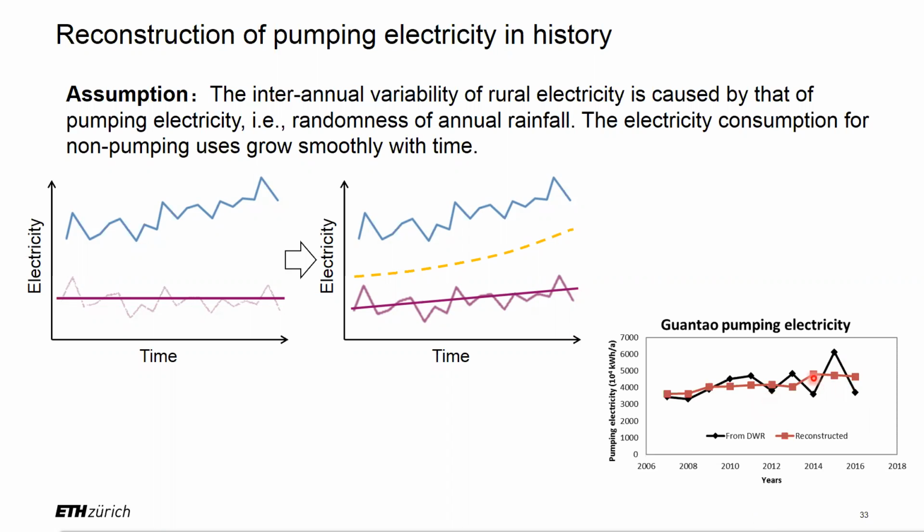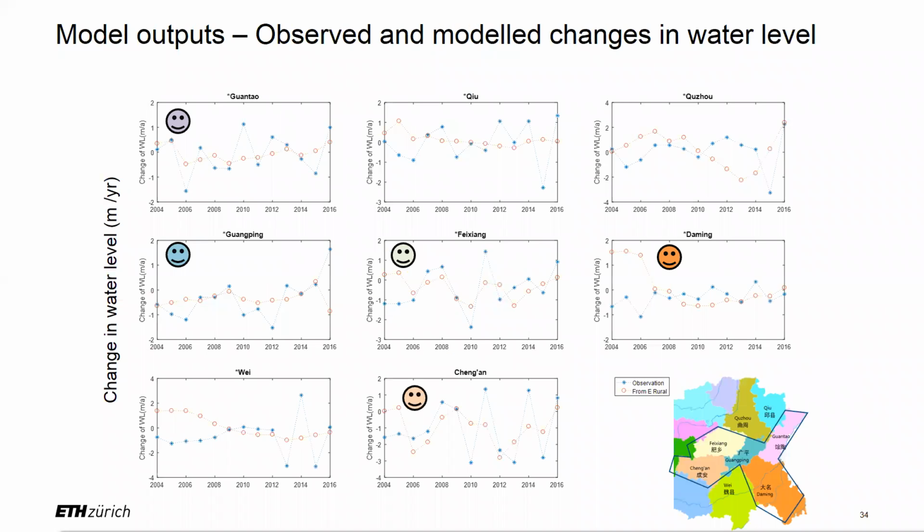You see the trend is captured by the rural electricity consumption, but the annual fluctuations are not so obvious as in the real pumping electricity data. This is because since 2000, the fraction of non-pumping electricity use is much greater than before, and the signal of pumping electricity is covered by the non-pumping electricity use. But with this in mind, let's look at the results.